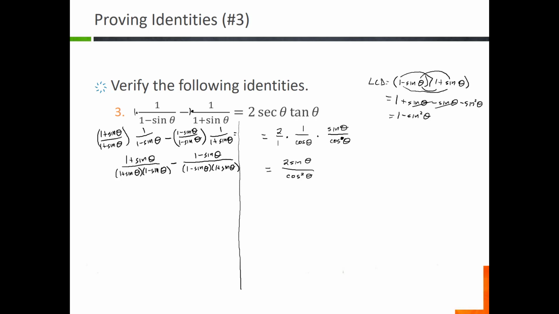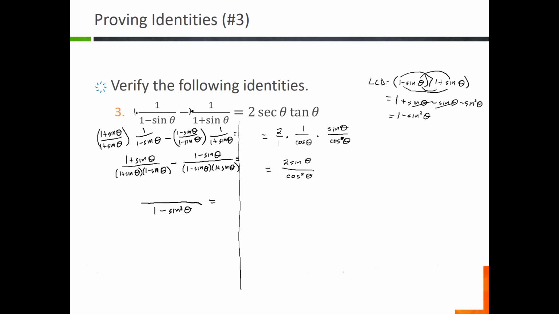So we now have a common denominator, which means we can combine the two fractions into one. We know we can simplify that denominator because we already FOILed it out. The 1 plus sine theta times the 1 minus sine theta turns out to be 1 minus sine squared theta. We already did that over here on the side.